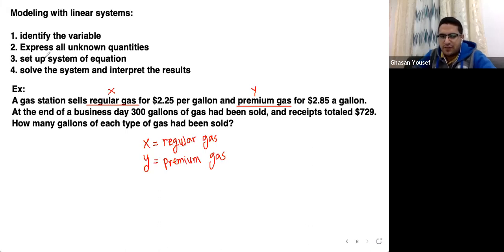Step number 3, I have to set up the system of equations. So how can I set up the system of equations? If I see here, at the end of a business day, 300 gallons of gas had been sold. This means if I add the regular gas to the premium gas, I get 300. So this means x plus y equals 300 gallons.